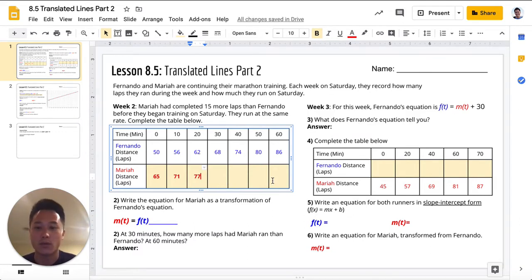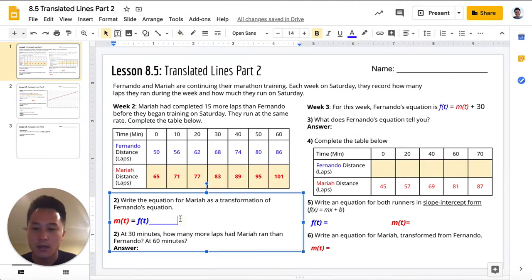The other way that I can fill this table out is I always know that Mariah has 15 more laps than whatever Fernando has at a given time interval. So I could just take 68 and then add 15 to get to 83, which is the same thing that I would have got from just adding 6 onto this 77 laps, because 10 more minutes passed. Okay, so then using either one of those two methods, I'm going to fill out the rest of this table. Yep, and just double checking that every one of these numbers is 15 more than the number right above it.